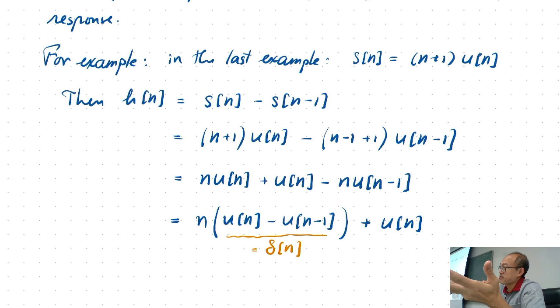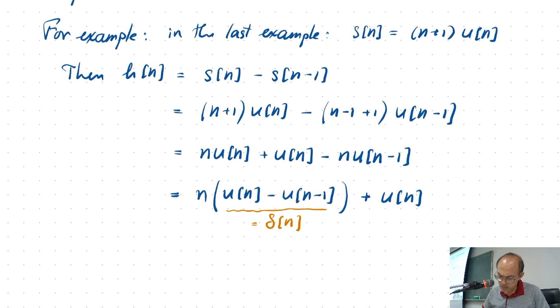So if you subtract them together, you're going to have 1 minus 0 at only n equal to 0. The rest is just 1 minus 1, so the rest will be gone. So you have just one value left, and that is at n equal to 0. That is by definition delta n. So you have n delta n, right, plus un.